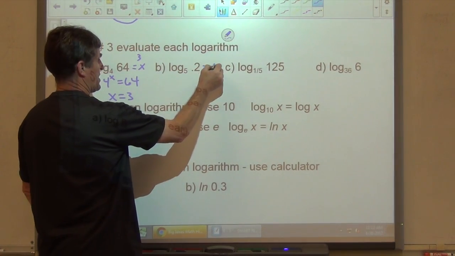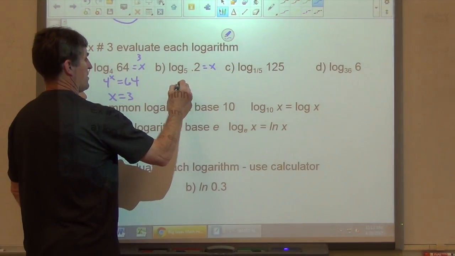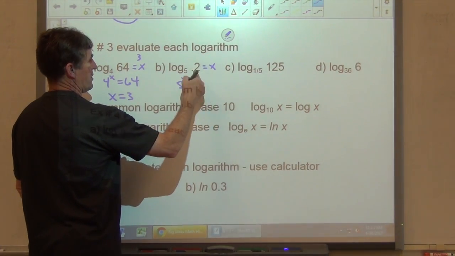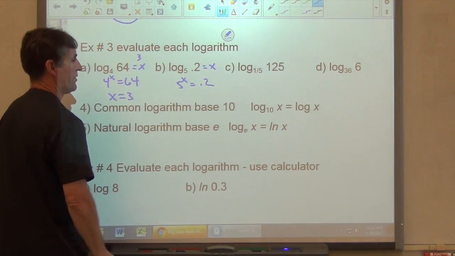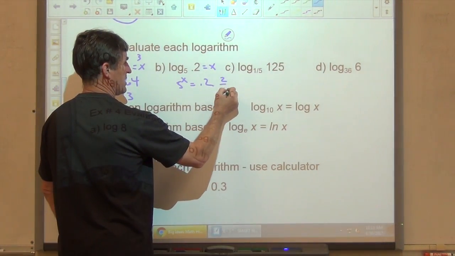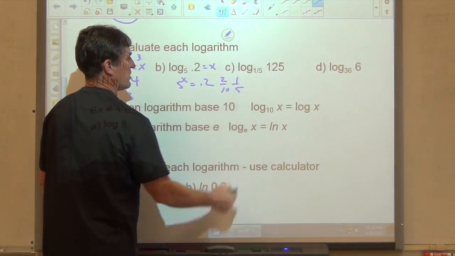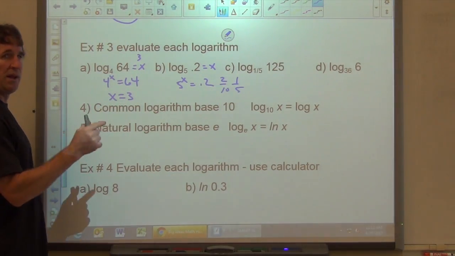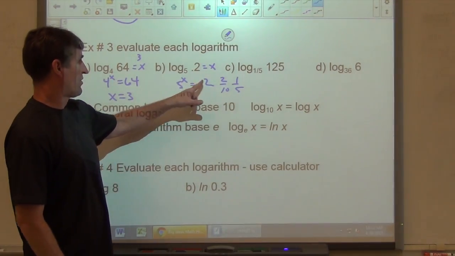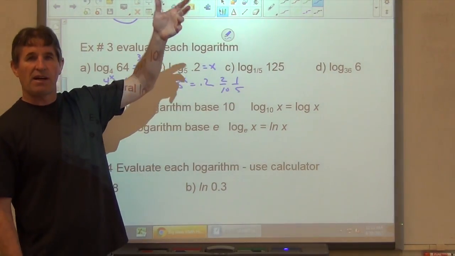This one, again, we just say, well, that's x. So 5 to the x equals 0.2. Now, how are we going to do that? Well, 0.2 is the same as 2/10, and 2/10 goes to 1/5. Well, remember, what exponent can we use to change 5 to the x to 1/5, and that would be a negative exponent, which flips it.